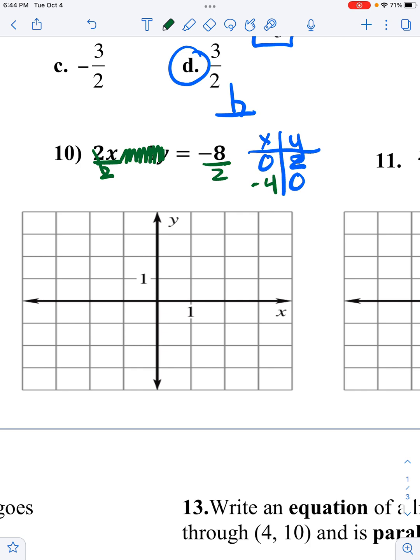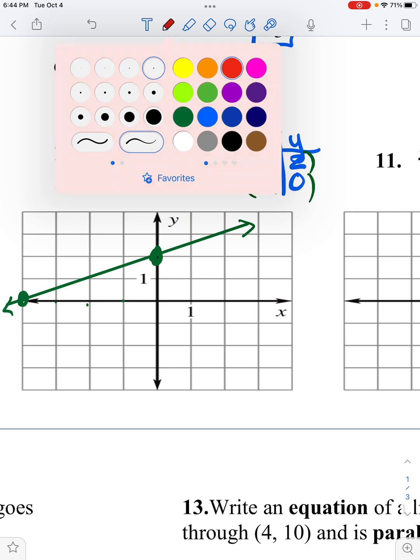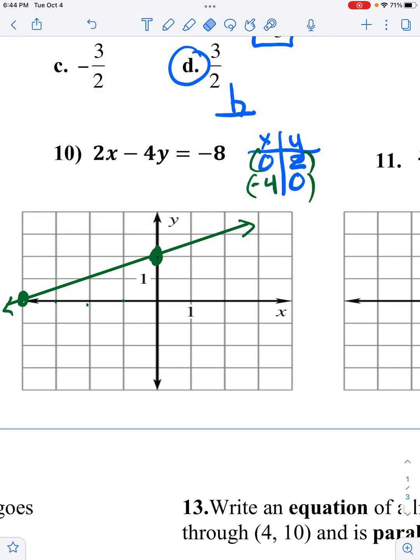So I look, this first point is 0, 2, and my second point is negative 1, 2, 3, 4, 0, and then I would just connect those two, and then I would go ahead and get that right. Now, if you don't do it that way and you change it into slope-intercept form, you're going to see that you end up in the exact same spot. I guess I'll do that fast.